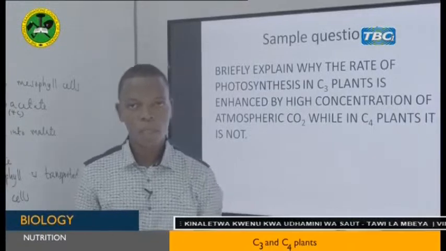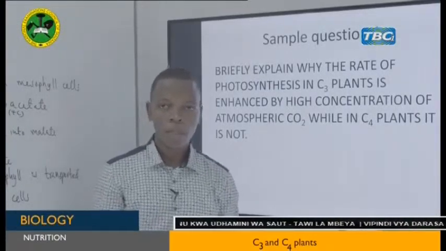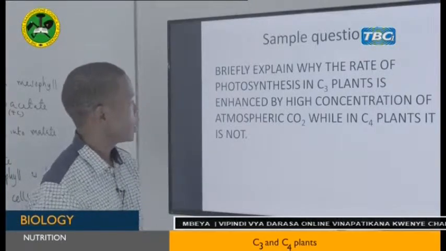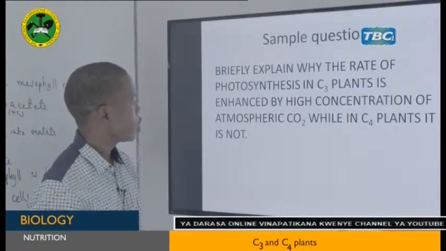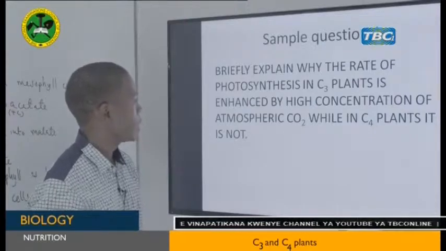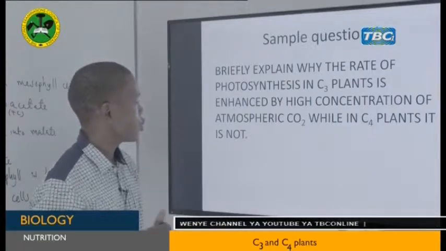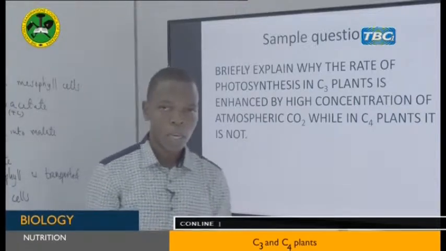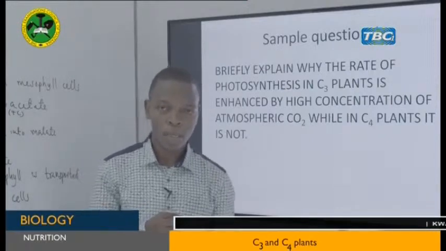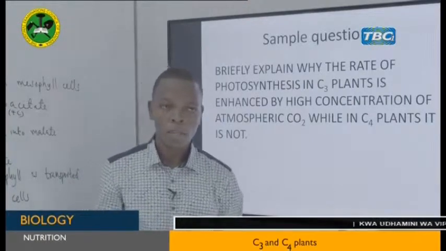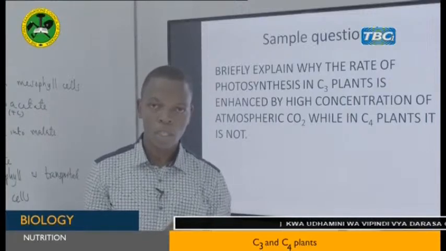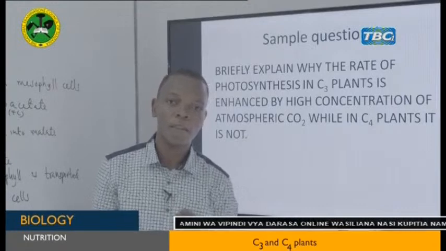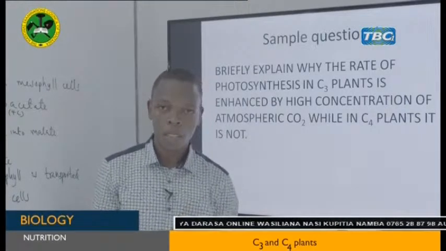Okay, to bring this concept clearly to you, let me take you to some sample questions that you may be asked from this part. Sample question number 1: briefly explain why the rate of photosynthesis in C3 plants is enhanced by a higher concentration of atmospheric carbon dioxide, while in C4 plants it is not. Yes, up to now you know what a C3 plant is and what a C4 plant is. Actually, an increase in carbon dioxide concentration in the atmosphere favors the rate of photosynthesis because it increases the efficiency with which the RuBP carboxylase can work.